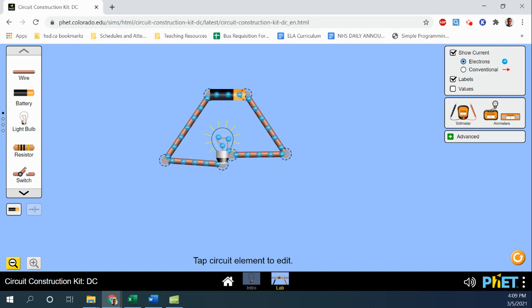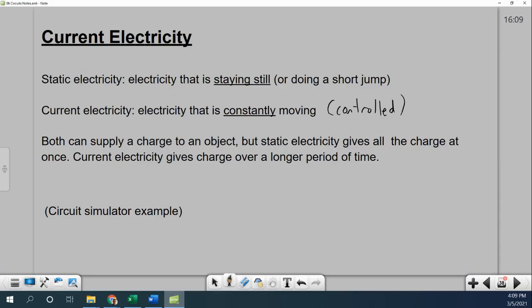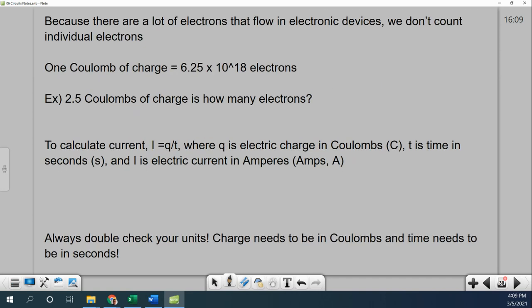But is there a way to calculate that stuff? How fast the electrons will go? How much push I'm going to get? How much the light bulb is going to slow down the flow of electricity? Well, of course there is. But let's start talking about some of these words first. Because there's a lot of electrons that flow in electronic devices, we're not going to count individual electrons. That would be crazy. So we've just basically made up a word called a Coulomb.